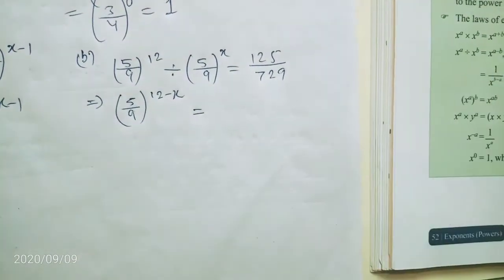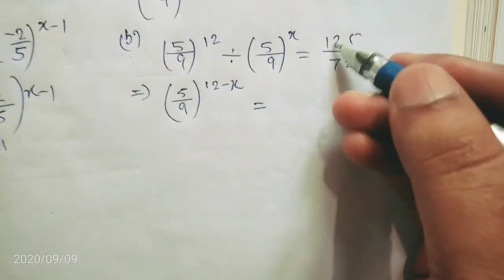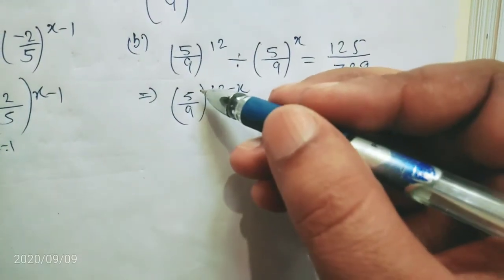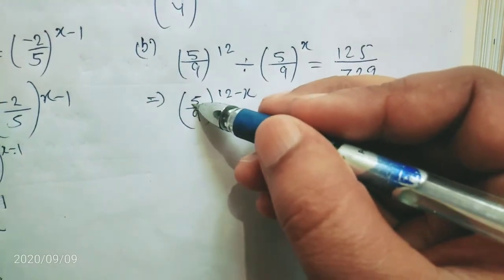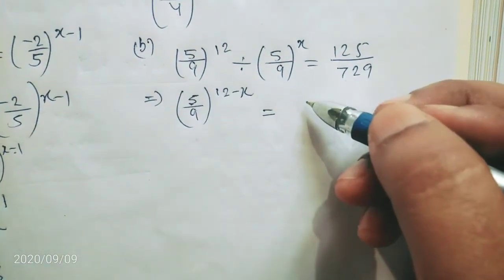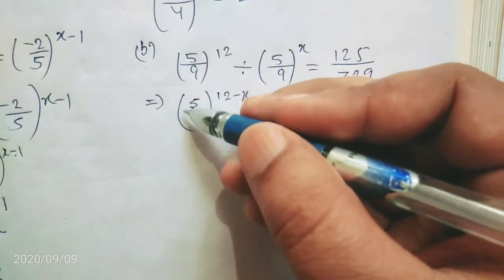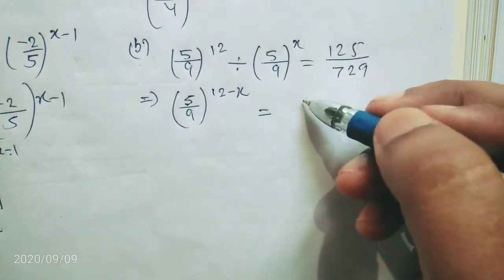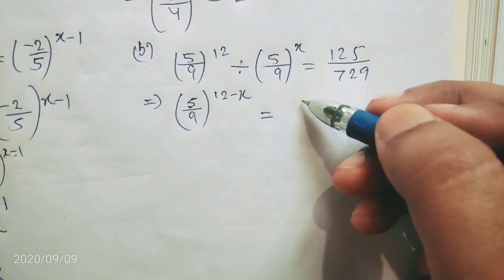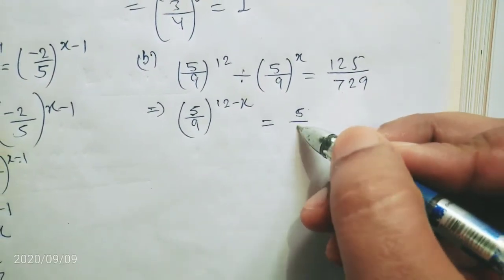Then what will be here? How to bring this RHS to the same base? The rule is that when the base is given on any one side, then on the other side also the base will be the same. It is the same in every question. That means here 5 by 9 base is given, then here also it will be 5 by 9, otherwise the question will not be possible. It cannot be solved. So here also the base will come out as 5 by 9.